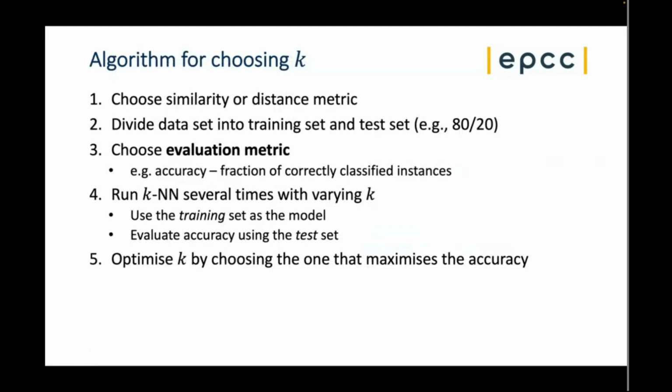So that's choosing the distance metrics. And again, that normally boils down to the kind of things that you're trying to compare. The other thing is how we choose the value of k in this case. So what we can do here is divide our data set. So we choose our similarity or distance metrics.